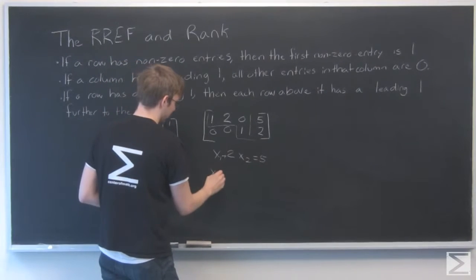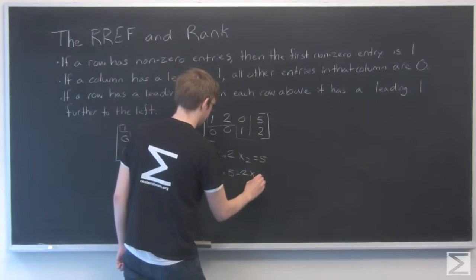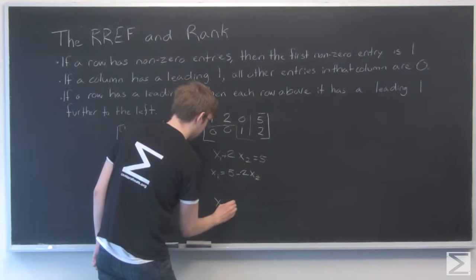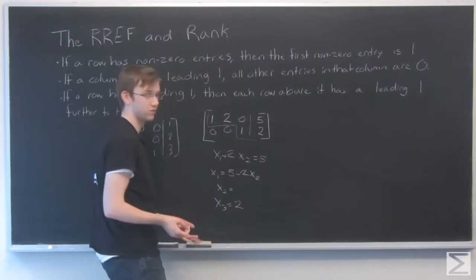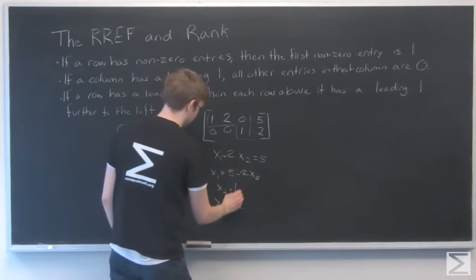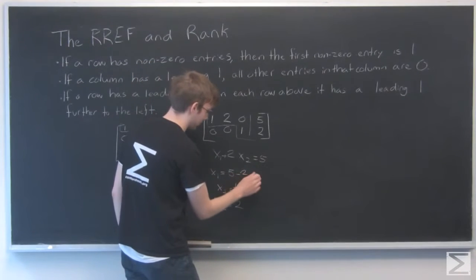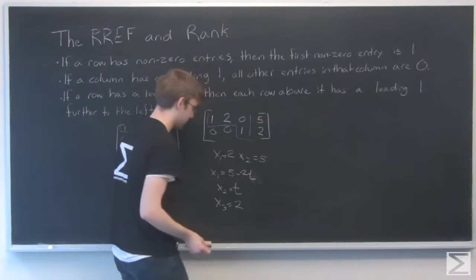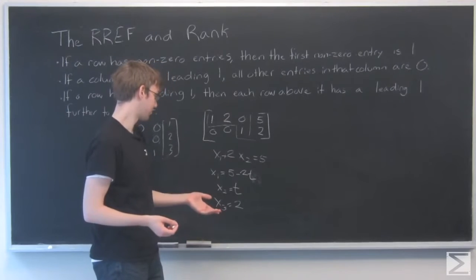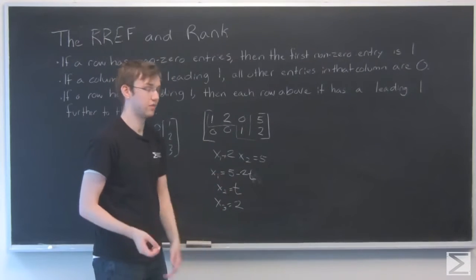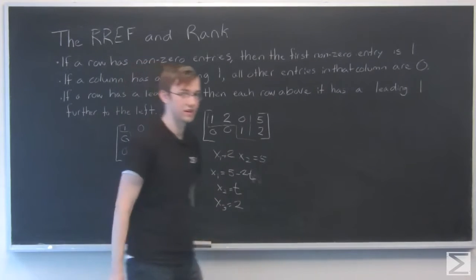In our solutions, it would look something like x1 equals 5 minus 2x2, x3 equals 2. So what does x2 equal? We'll just say x2 equals a constant t. And because x2 equals t, we'll put that one right here. So that's what our solution set will look like. And this is actually a completed solution, where t can be any number. And there are actually infinitely many solutions to this equation, because you can just substitute any number in for t.